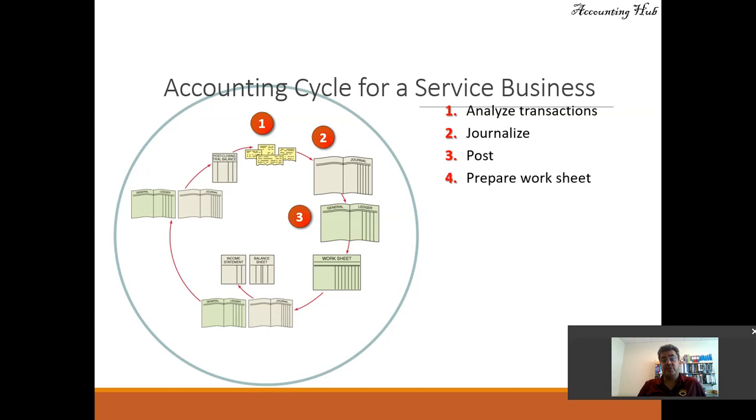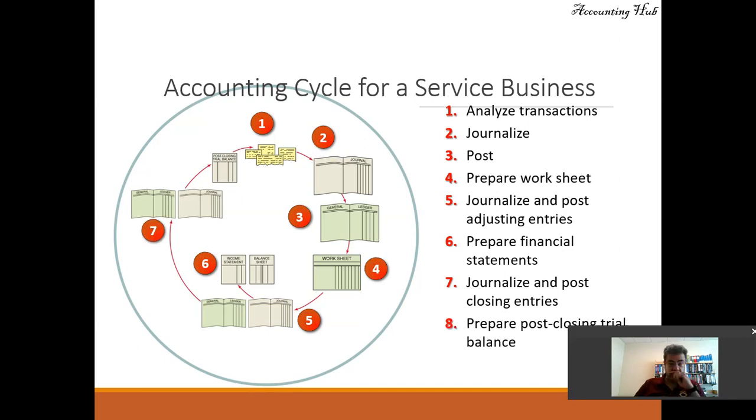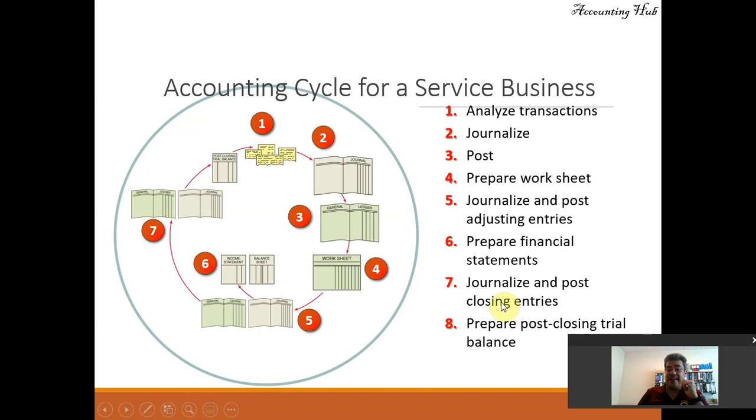Fourth, worksheet. Fifth, journalize and post adjusting entries. Later, financial statements, balance sheet and income statement. Seventh, journalize and post closing entries, our topic today. And the last one, post-closing trial balance, also our topic today.